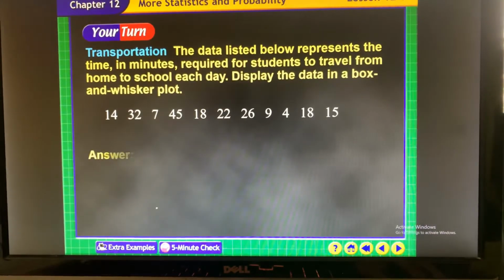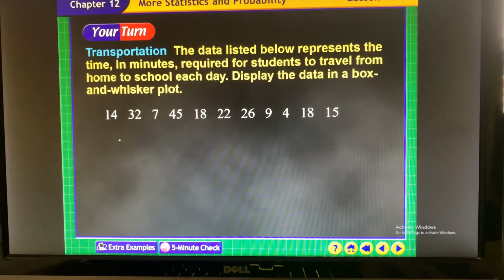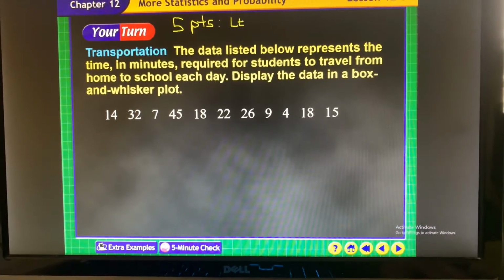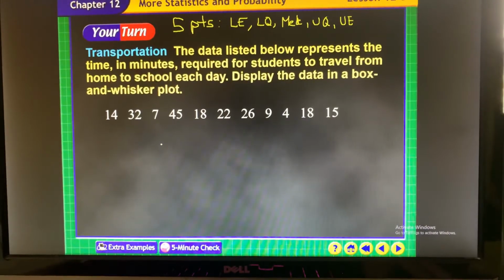Okay, so it's easier here. Let's start by putting the numbers in order. Once I can do that, I can show you that step 1 is you have to find 5 points. You have to find the lower extreme, which is the smallest number. You have to find the lower quartile, the median, the upper quartile, and the upper extreme. That's everything that you need to find.